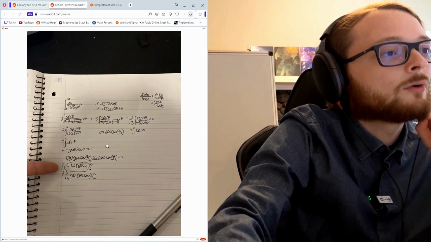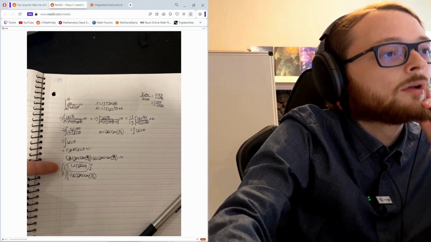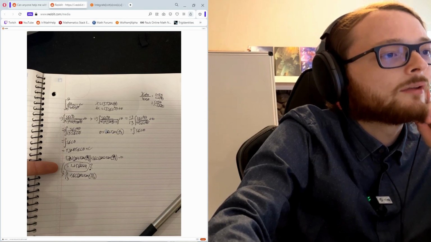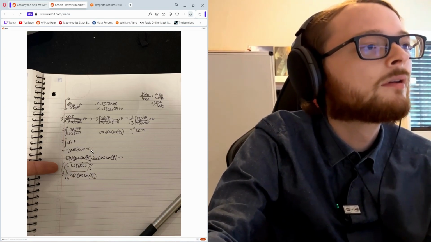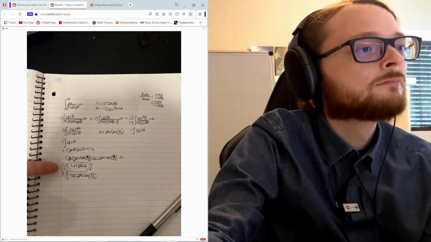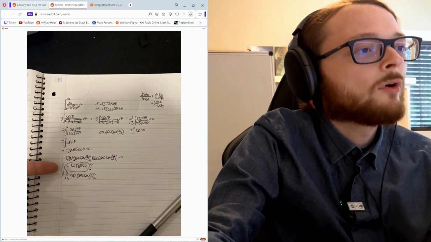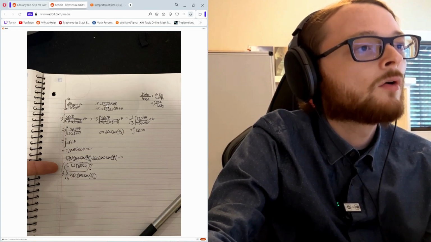You end up with just the integral of secant. Secant integrates to tangent secant. They unsub. This is a little hard to follow. Why is it over 13 on the inside? Oh, I get it, yeah.